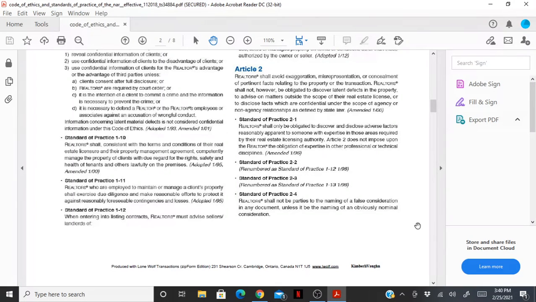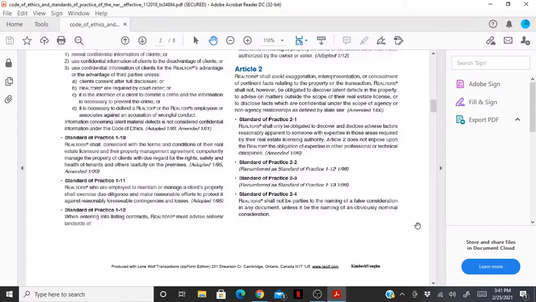Okay, standards of practice 2-2 and 2-3 have been removed and included in Article 1. So Article 2-4, realtors shall not be parties to the naming of a false consideration in any document unless it be the naming of an obviously nominal consideration. So what is consideration? In our world, it is the price that is paid in exchange for the property, the price that's paid for the home.